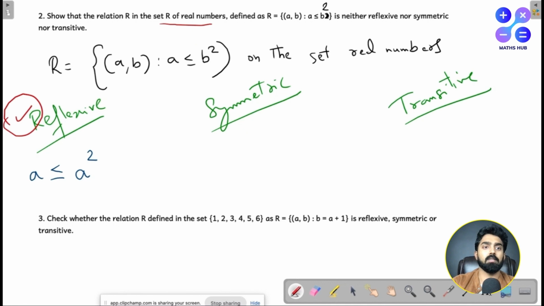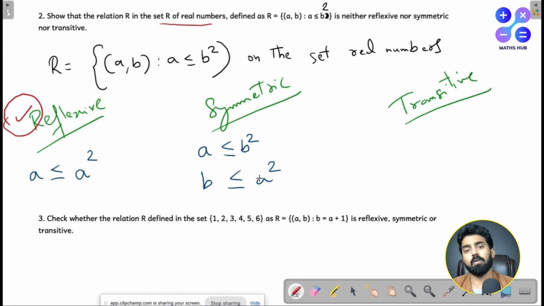Now let's see about symmetric. So as we spoke before, if a is less than equal to b square, for symmetry, you will need b is less than equal to a square, which can't be possible, right? If a is less than equal to b square, b is not necessarily less than equal to a square. It could be greater as well, right? If you take, for example, a is 1 and b is 2, so 1 is less than equal to 2 square.